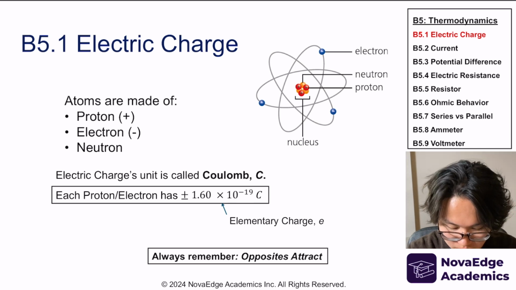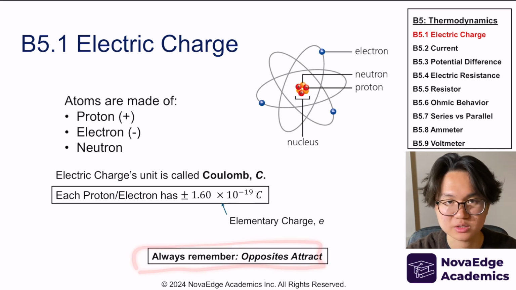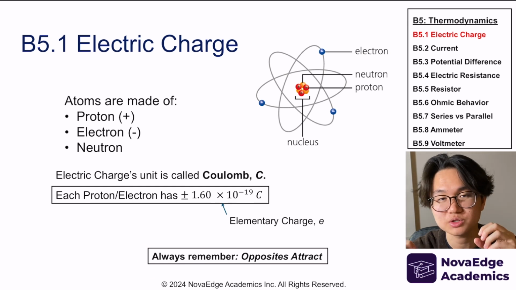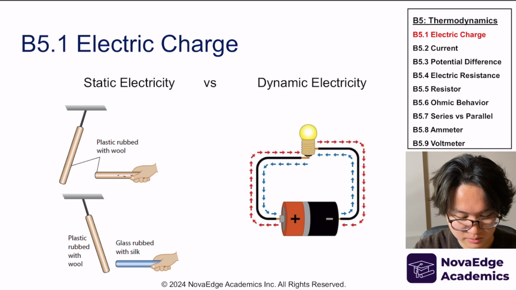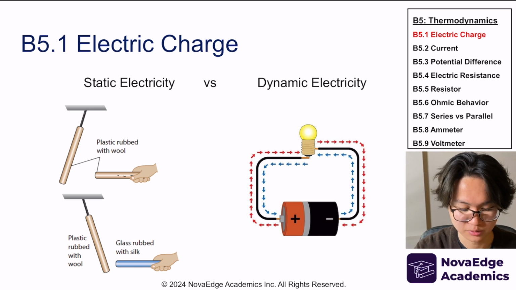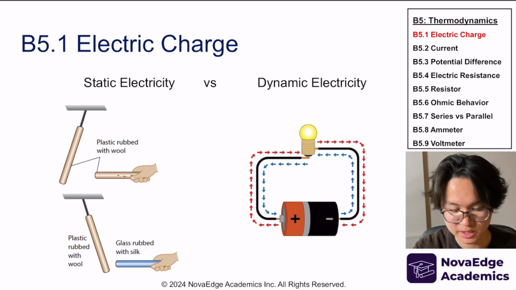Now, one thing to remember is that opposites attract. So if I have a positive charge and a negative charge close to each other, they're going to attract each other. If I have negative and negative, they're going to repel each other. Or positive and positive, they're going to repel each other. In electricity, we have two types: one is static electricity and another is dynamic electricity.